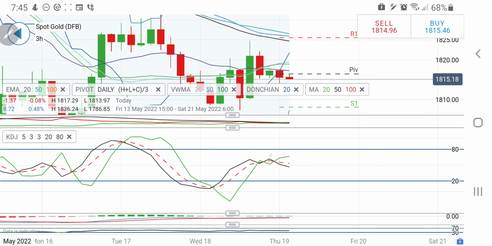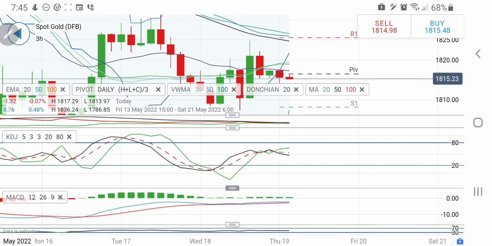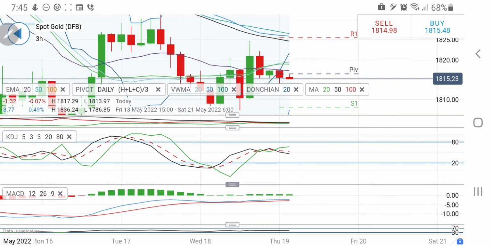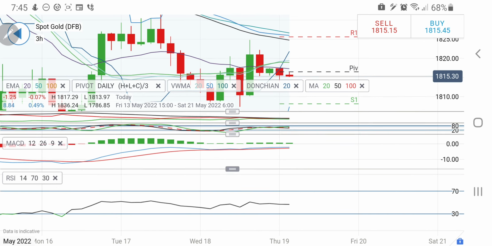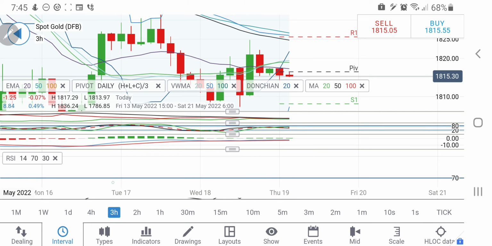Directional movement is bearish. The stochastic is in a comfortable zone, but it appears it has achieved a high and is trading with a bearish bias. The MACD is trading green with very little divergence there. The RSI is trading flat.